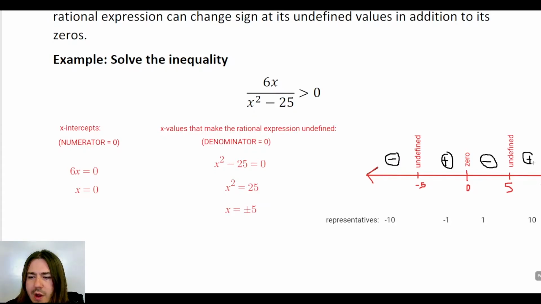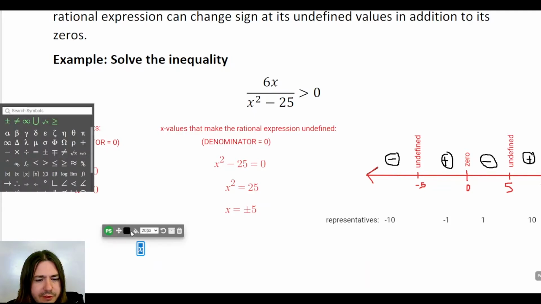The question here is asking, when is this rational inequality greater than 0? So my answer is going to be in this interval and this interval. So the way I'm going to write that is x is an element of, and I'll have to go grab that element symbol. Again, bear with me.